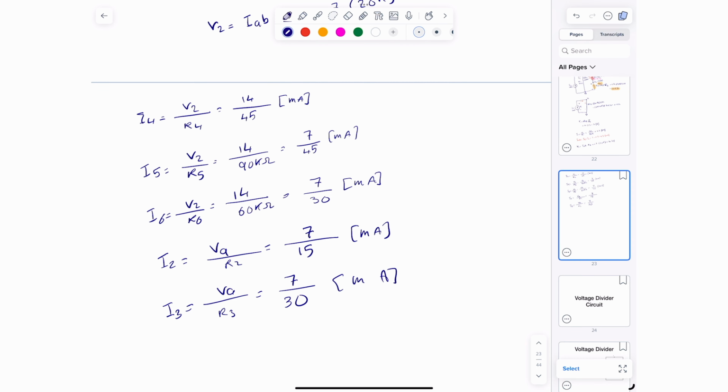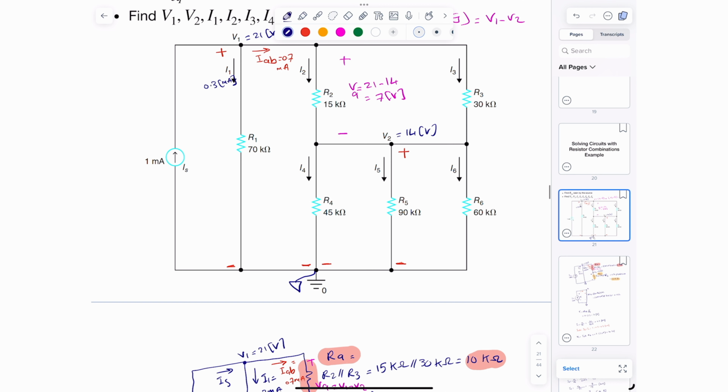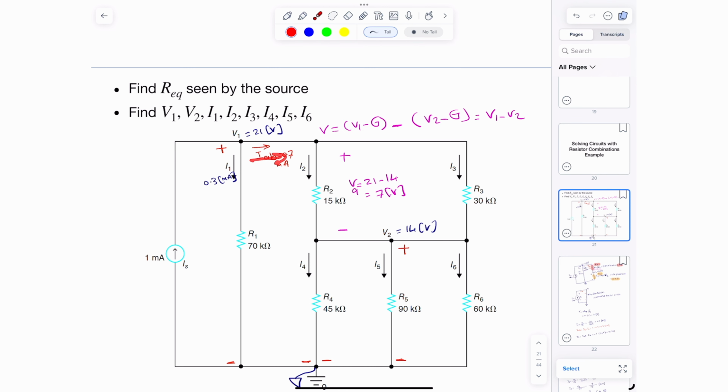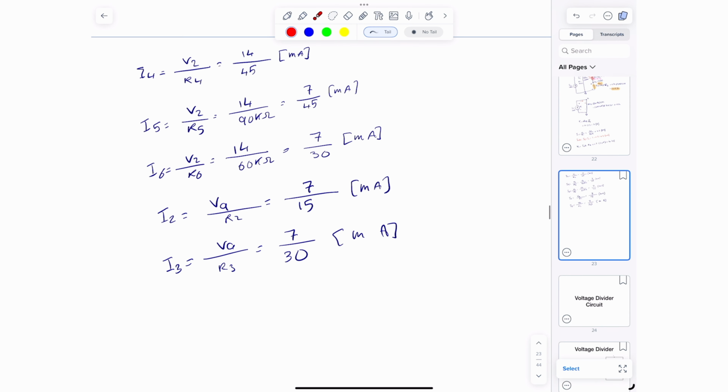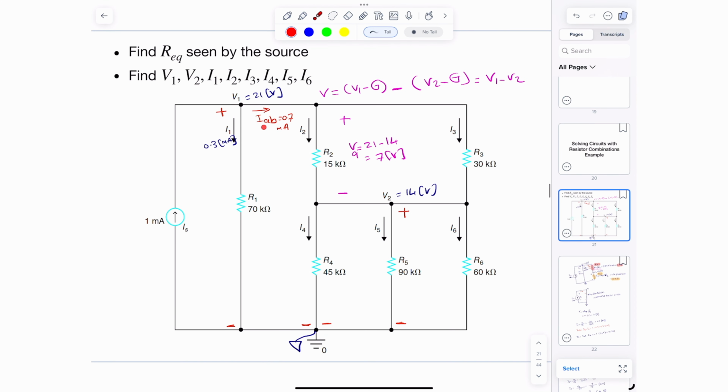And you can double check the answers by combining. For example, we know what IAB is, and we know it splits into I2 and I3. If you combine I2 and I3, I should get 0.7. So let's combine these two, and you will see that the answer is simply 0.7 milliamp, which makes sense based on KCL. The 0.7 milliamp splits, and then they get merged again. You can also sum up I4, I5, and I6, and they should also be the same. Because if you write the KCL in here, you'll see I4, I5, and I6 become IAB, which splits back into I1 in here, and then the source current in here.